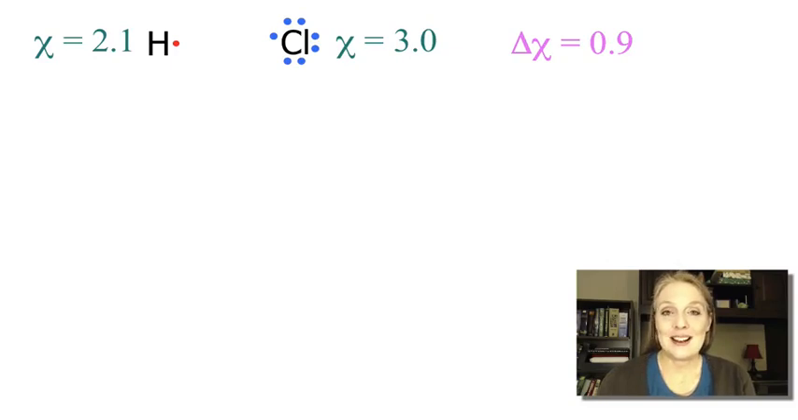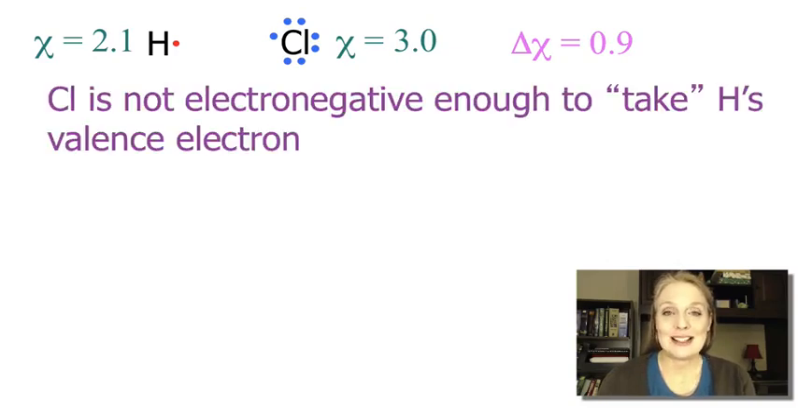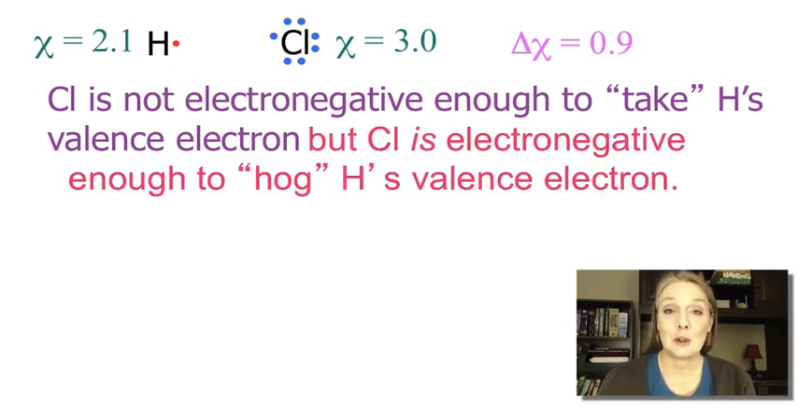Chlorine is not electronegative enough to completely take hydrogen's valence electrons. If that happened, then it would be an ionic compound, and the electronegativity difference isn't large enough here for an ionic compound to form. But chlorine is more electronegative than hydrogen, and so chlorine gets a disproportionate share of the electron cloud. The way my friend put it is that it's enough to hog hydrogen's valence electrons.